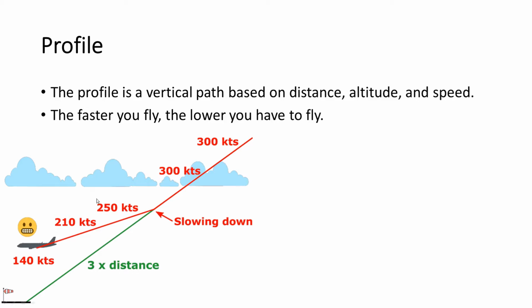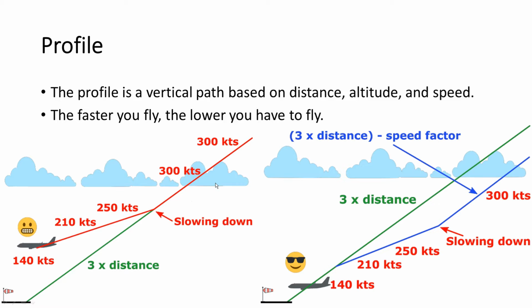Here's an example. So let's say this green line is the glide slope, so 3 times your distance. If you would fly on the glide slope with 300 knots, then it's not possible to slow down, even with the speed brake. The only way to slow down is to raise the nose and then reduce the speed. But as you do so, you will get high, as you see here. So this will not work. To solve this problem, you have to fly lower, as you can see here. So here we're flying lower. As we start to slow down, the aircraft reduces the descent rate and gets back on the correct profile here.